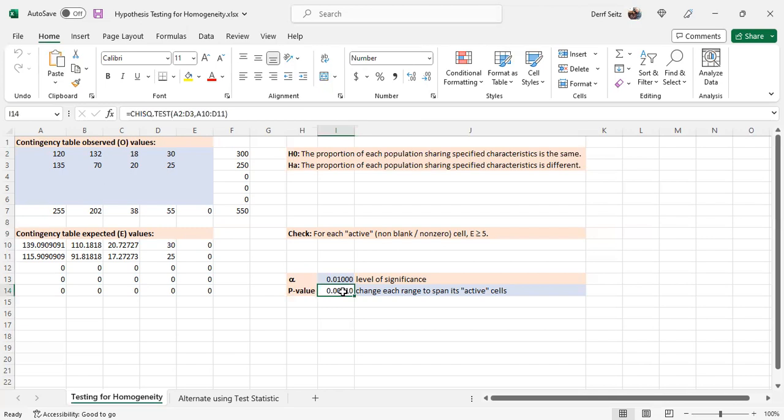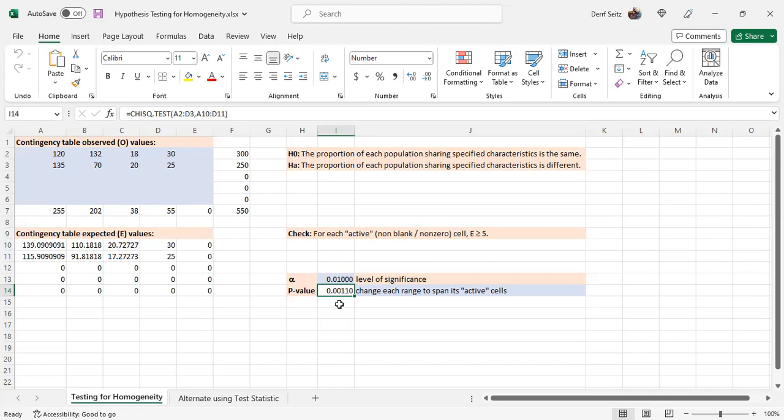The function used for the p-value is chi-squared test with 2 ranges. First range is for the observed value contingency table, the active cells, and the second one is for the corresponding expected value cells. Notice A2 to D3, that's this 120, and then you want to select that. We drag from there down to the 25, which is at D3. That would select this entire active rectangle here. Similarly, down here. So you must set that appropriately.